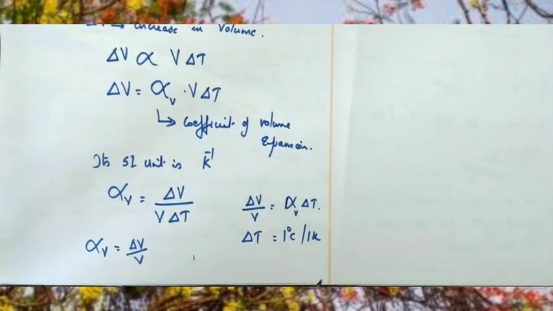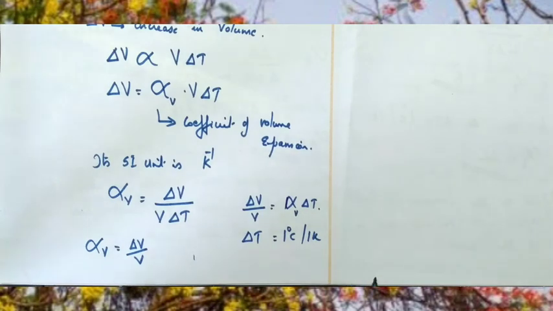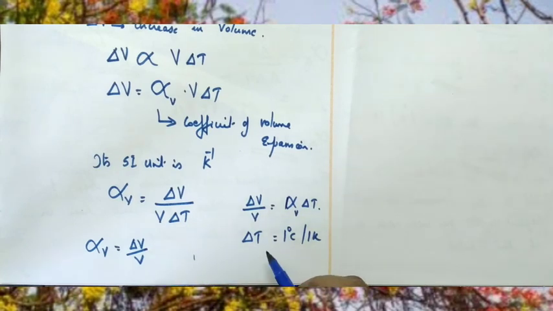So, the coefficient of volume expansion can be defined as the fractional increase in volume per unit rise in temperature. So, the coefficient of volume expansion is defined as the fractional increase in volume per unit rise in temperature.